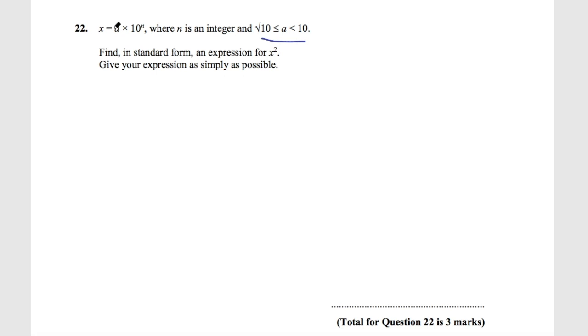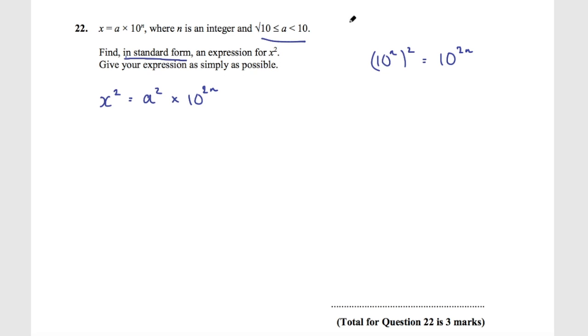So we know that x equals a times 10 to the power n, so x squared will just be these two things squared. So a squared times 10 to the n, all squared. Remember, when we square something that already has an exponent, we can multiply those exponents. So this is just going to be 10 to the 2n. So x squared equals a squared times 10 to the 2n.